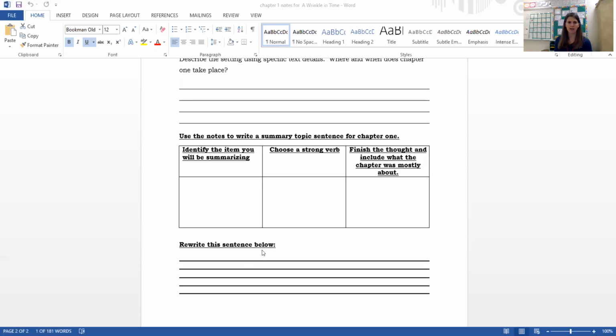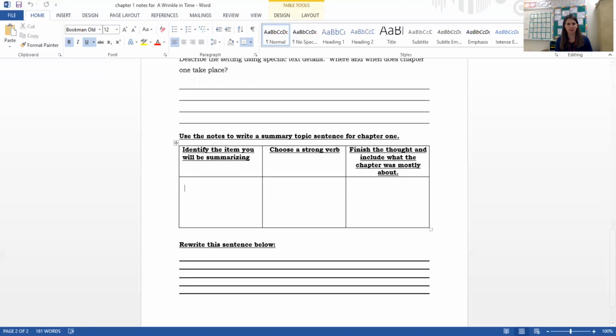This organizer here is actually called a burrito fold. If we were to do this on paper, which I'm not going to make you do, you could fold the paper in half like a burrito, and then you have 3 columns. So what are those 3 columns? We have first the item. You're going to identify the item you will be summarizing.